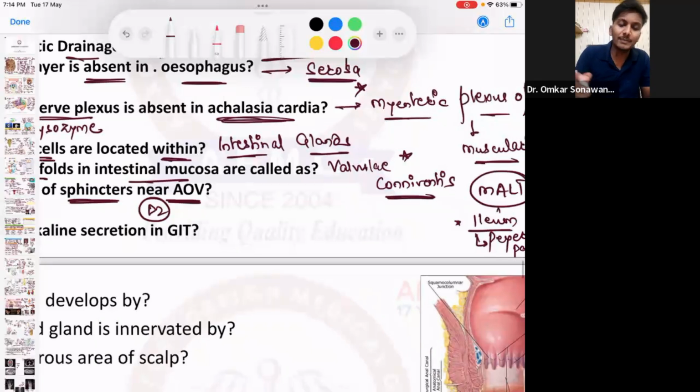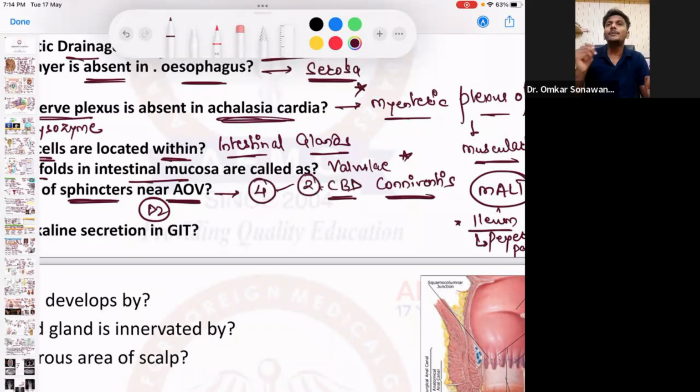How many sphincters are there at the ampulla of Vater? They only asked for the total number. Very good, 4. The total number of sphincters near the ampulla of Vater is 4. There are superior and inferior choledochal sphincters in the common bile duct.